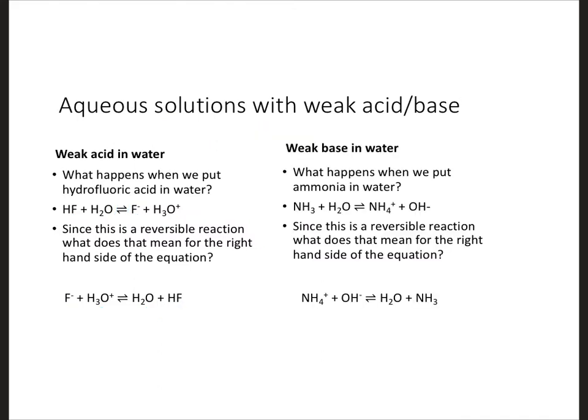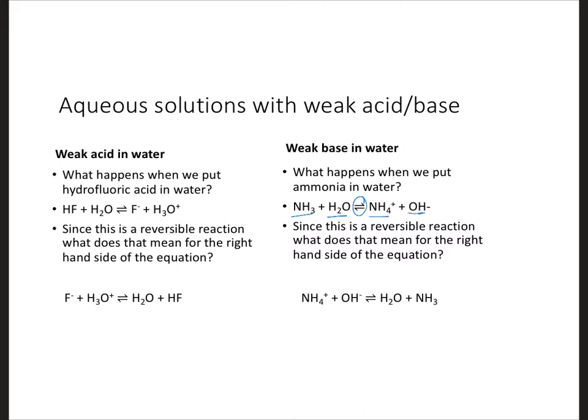Same thing happens for weak bases. If strong bases dissociate 100%, we're expecting that our weak bases are not going to dissociate 100% in solution. I just described NH3, ammonia, as one of those nitrogen-containing compounds, which is classic of a Bronsted-Lowry base. And so in this scenario, we put ammonia into water, it sets up an equilibrium such that we produce some ammonium ion and some OH minus.